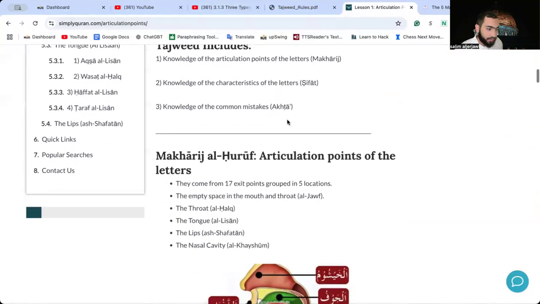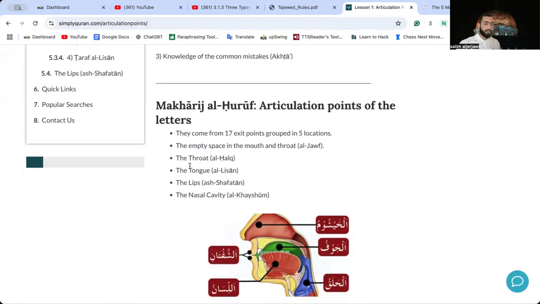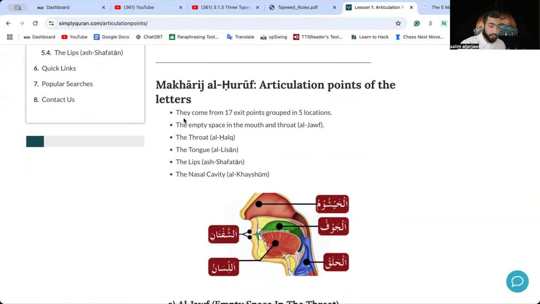Wonderful. This is a nice introduction. So those are 5 exits that we need to pay attention to. They come out from 17 exits and points, and they are grouped in five locations. Those 5 locations, the first one is called al-Khayshum, which is in the nose area here. The second area is called al-Jawf, which is exactly after the lips. When you go inside the empty spot, the air that has air in it from the beginning, from the tongue all the way until you stop here. You don't go to the throat. The throat is a different section.